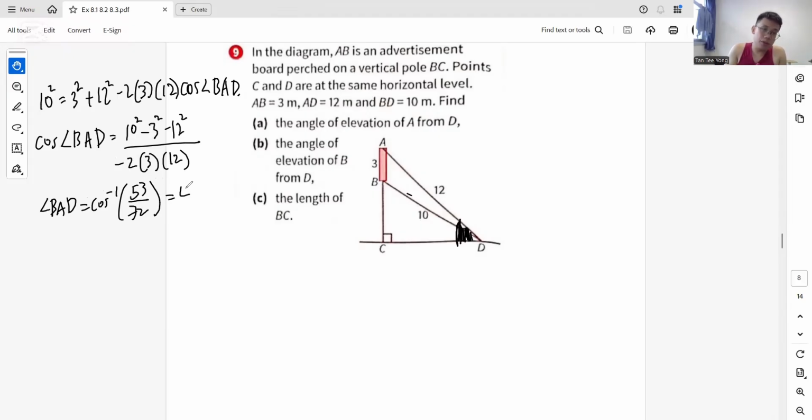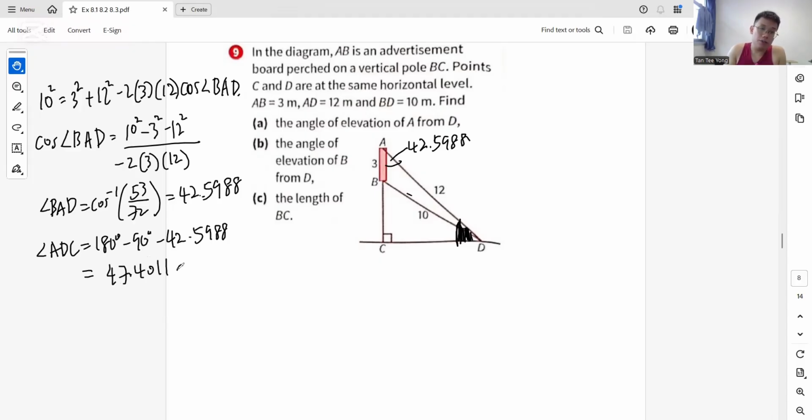And this will give you 42.5988. So this angle here is 42.5988. Okay, so how to find the angle of elevation, which is angle ADC? So angle ADC equals 180 degrees minus 90 degrees minus 42.5988, and this will give me 47.4011. Rounding off to 1 dp, 47.4 degrees.